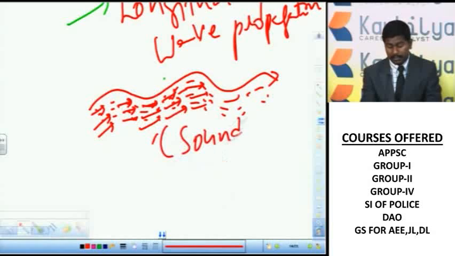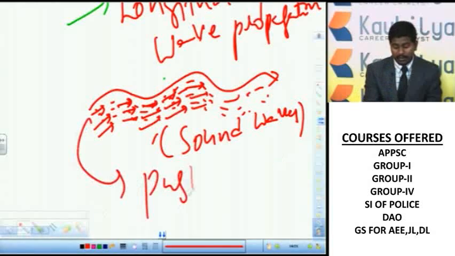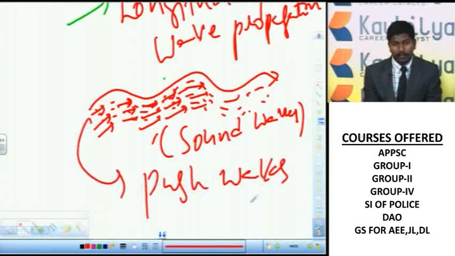Our best example is sound waves. Sound waves in the air also follow the same propagation. Don't confuse here, sound waves are not P waves, but the propagation of sound waves is also like longitudinal waves. This is how P waves pass from one place to another through the rock strata, back and forth, and that's why P waves are called push waves.